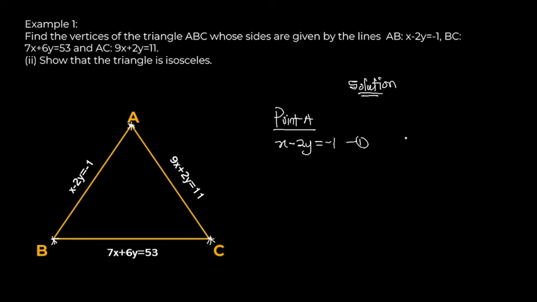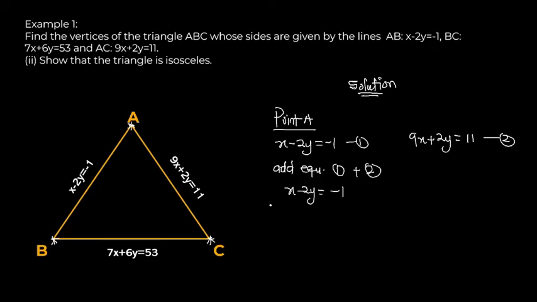This is our equation 1. And 9x plus 2y is equal to 11 as our equation 2. Now, if you compare equation 1 and equation 2, we have -2y over here, we have +2y over here. So I'm going to use the elimination method to solve these equations simultaneously. So I'll say add equation 1 and equation 2. So if I do that, I'm going to have x minus 2y is equal to -1 plus 9x plus 2y is equal to 11. So x plus 9x will give me 10x.